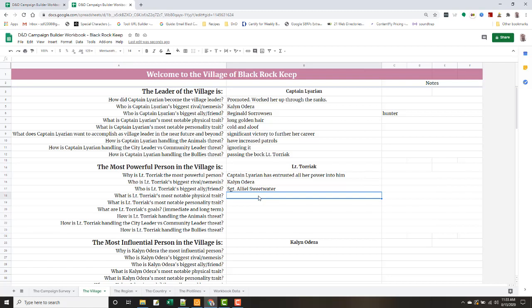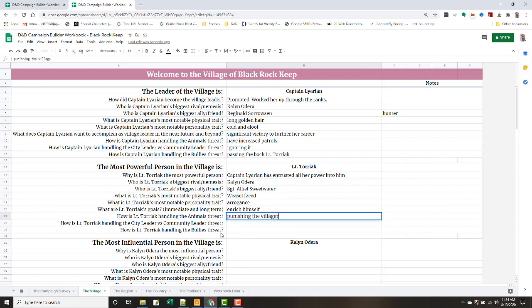Okay, and Toriak's most notable physical trait is he's got, we're gonna lean into this, he's got a kind of a weaselly face, weasel faced, and the most notable personality trait is arrogance. What are his goals? Easy, enrich himself. It's all about getting gold in the bank for him. How is Lieutenant Toriak handling the animal threat? Basically, he keeps telling the townspeople he blames the townspeople that they must be leaving out food. So he is essentially punishing the villagers for the threat.